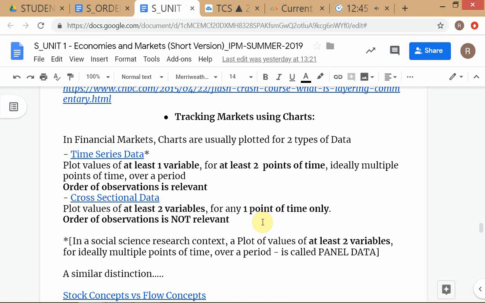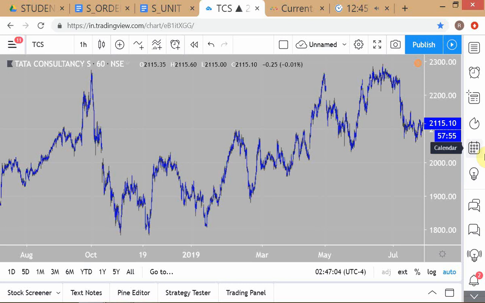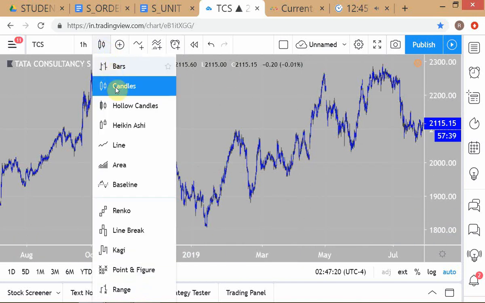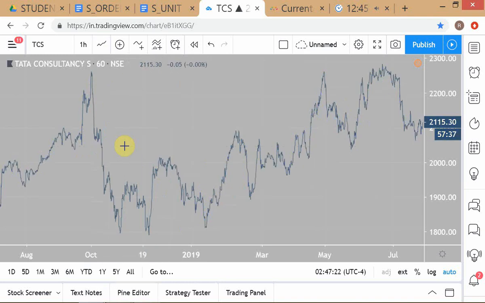Now, time series data. I'm actually making it very easy for you. Is this time series data or cross-sectional data? Time series data, because this is the price of TCS common stock over time. If you want to make it really simple, I've made it a line chart. So now you can see how this chart is derived. This is the time series data.